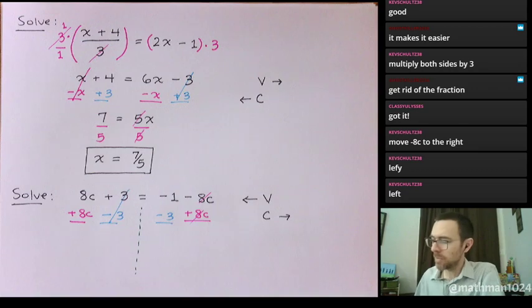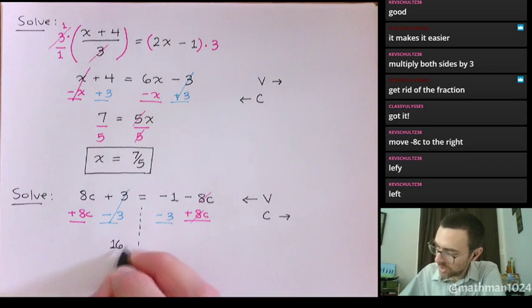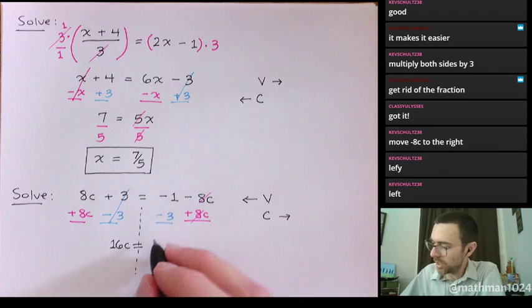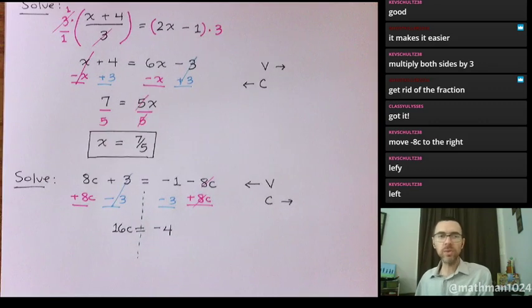Okay? And let's see what we have left. 8c plus 8c, those don't cancel. It gives us 16c is equal to negative 4 minus 3, and we get negative 4. All right, just one step left.